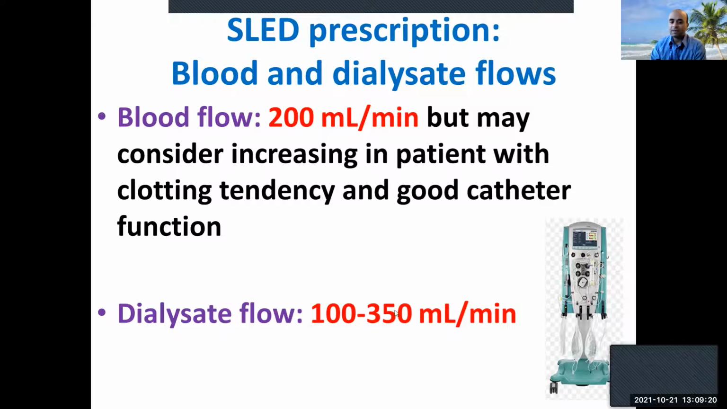And dialysate flow: you can start at 100, 150, 200, don't increase beyond the maximum of 350. From 100 to 350 you can start according to the hemodynamics of your patient, but it is better to start at 300 ml per minute.